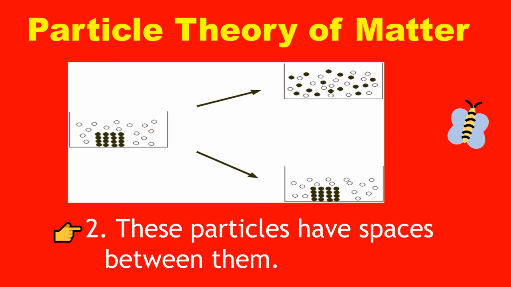Why is this so? This is because liquid water particles have spaces between them. And what happens is, if we mix sugar and water, the particles of sugar move into the spaces of the water particles. So that is why we come up with less than 12 ml of total volume.